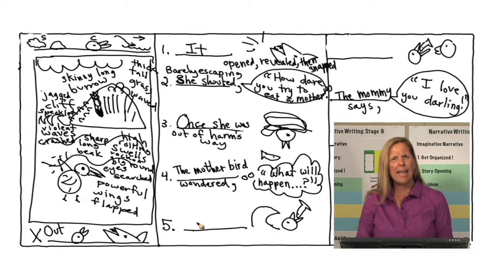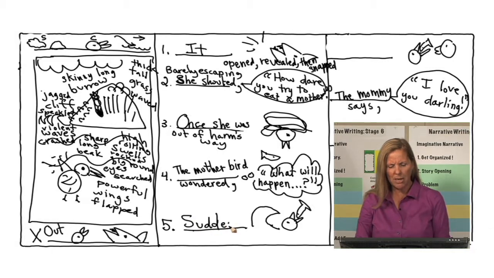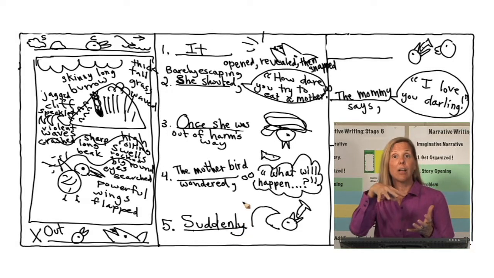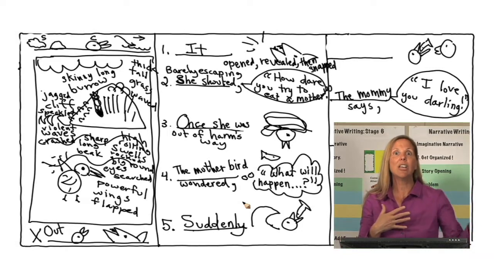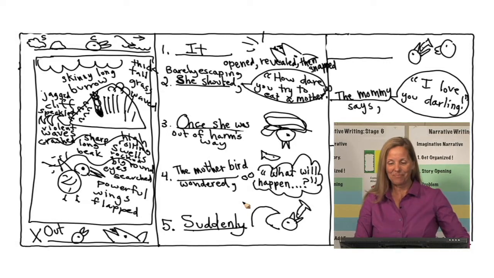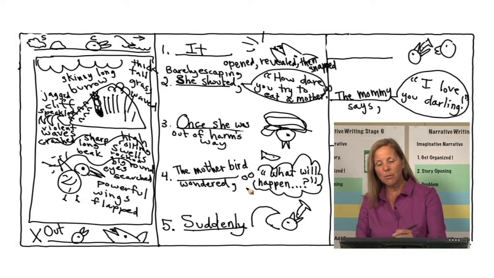What if we said suddenly to start this? How did a wave, to make our transition, how did a wave crash down on her? Suddenly, a wave came crashing down on the bed of seaweed, untangling Mother Puffin and giving her a gift of a fish in her mouth. That sounds great. We have our entire beginning and middle planned out. Let's jump to the end.